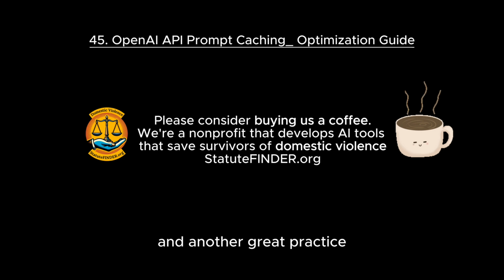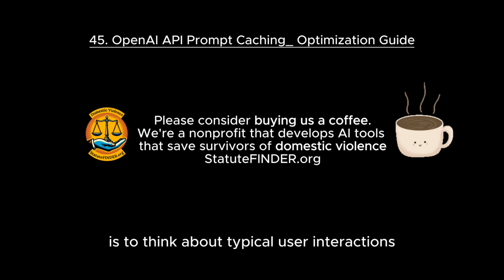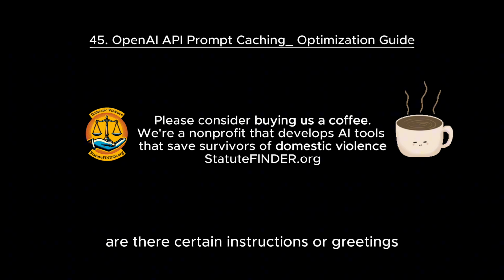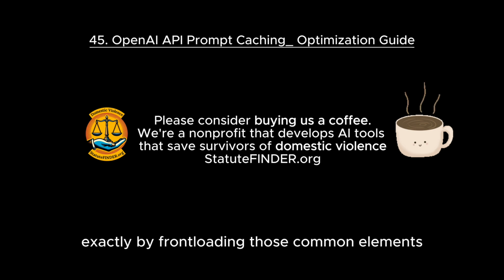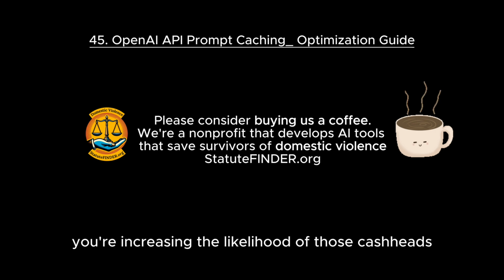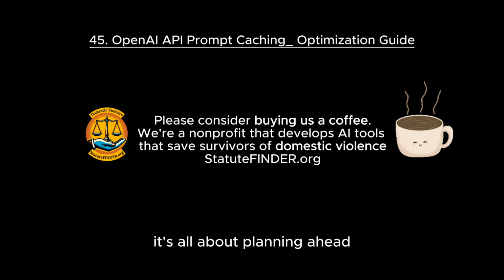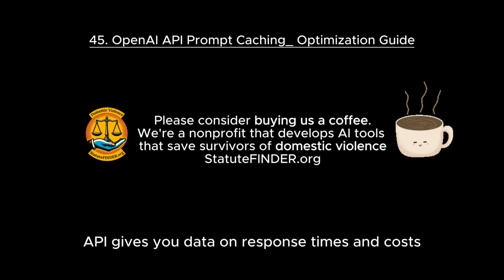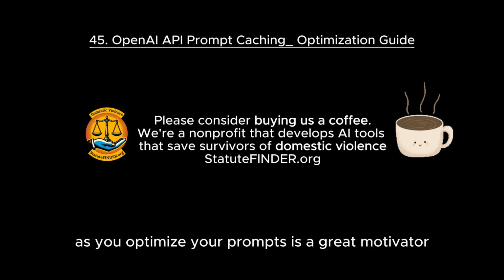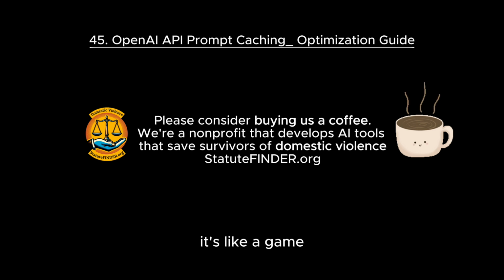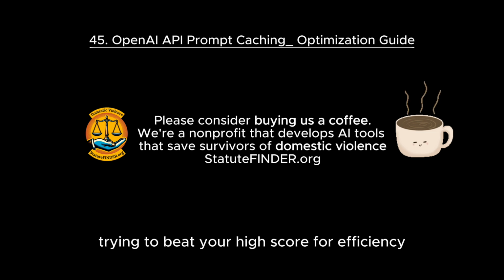And another great practice is to think about typical user interactions. If you're building a chatbot, are there certain instructions or greetings you'll always use at the beginning? Right, like setting the stage for what the chatbot can do. Exactly. By front-loading those common elements, you're increasing the likelihood of those cache hits and making interactions much faster. It's all about planning ahead and anticipating those patterns. I like it. And finally, this applies to any development work. Really keep an eye on your metrics. The OpenAI API gives you data on response times and costs. Seeing those numbers improve as you optimize your prompts is a great motivator. It's like a game, trying to beat your high score for efficiency.